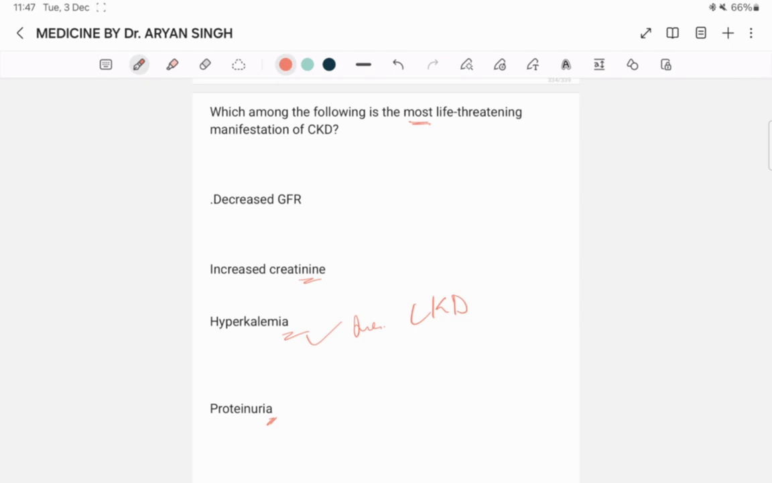CKD is staged based on decline in glomerular filtration rate and albuminuria. The various clinical manifestations occur due to loss of kidney function and accumulation of various uremic toxins: urea, creatinine, and other products of protein metabolism. Complications of declining kidney function include volume overload, hyperkalemia, metabolic acidosis, hyperphosphatemia, hypertension, anemia, and dyslipidemia.